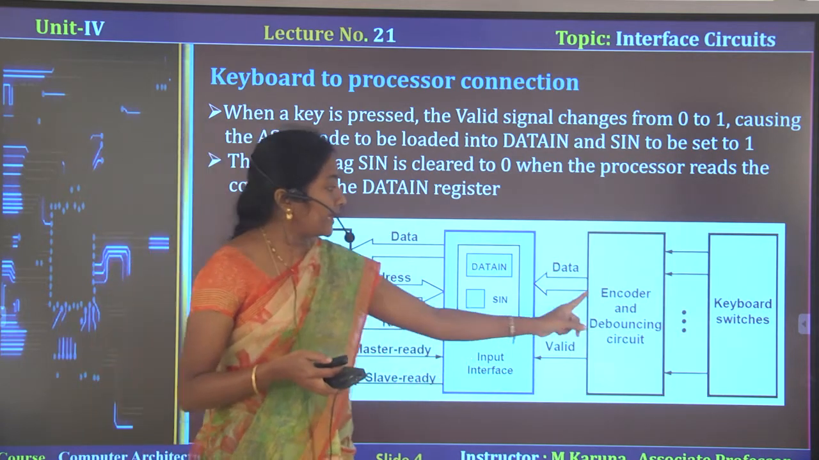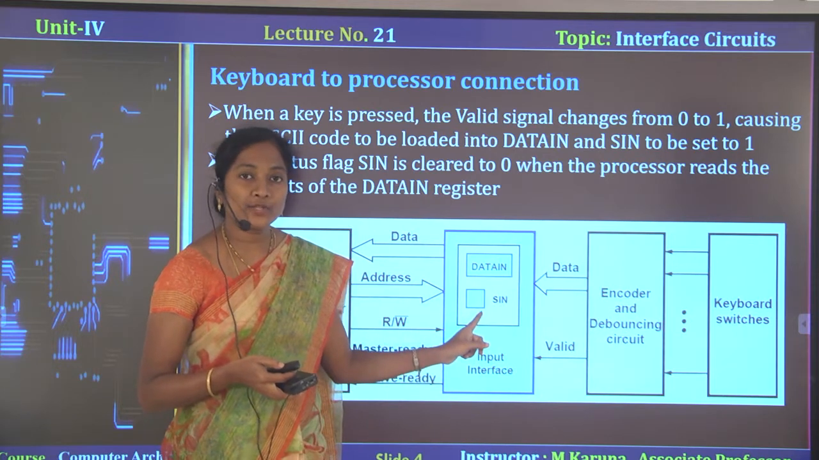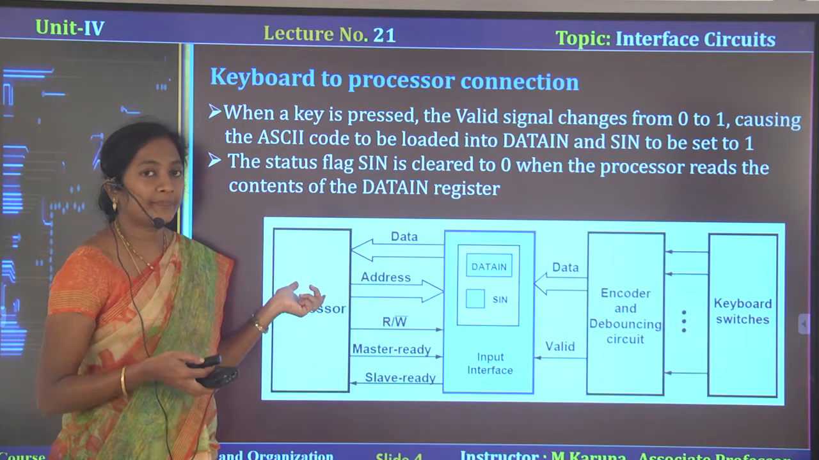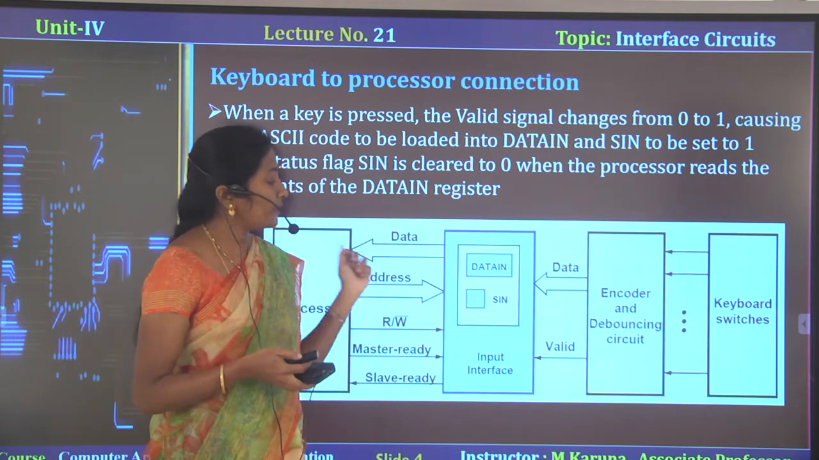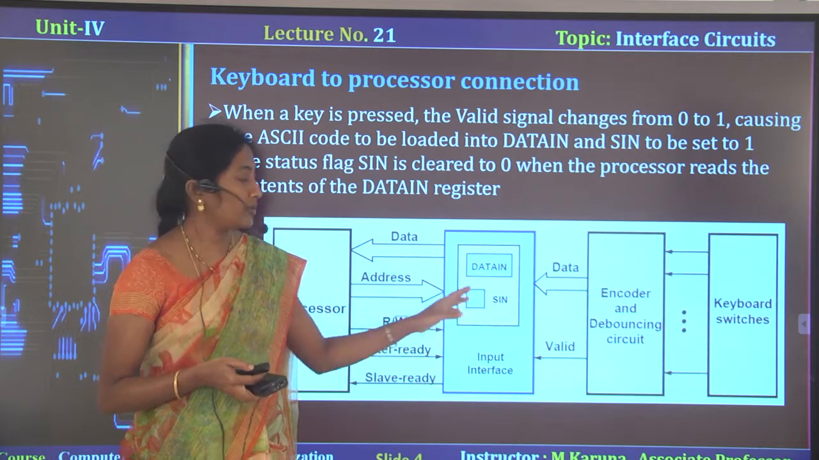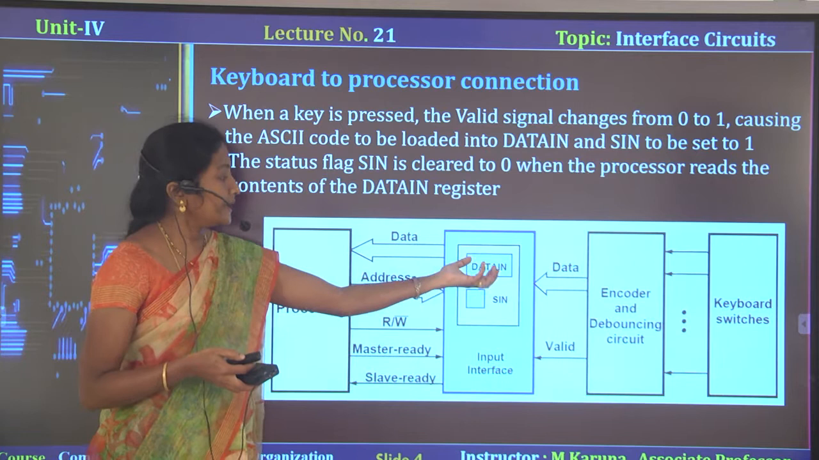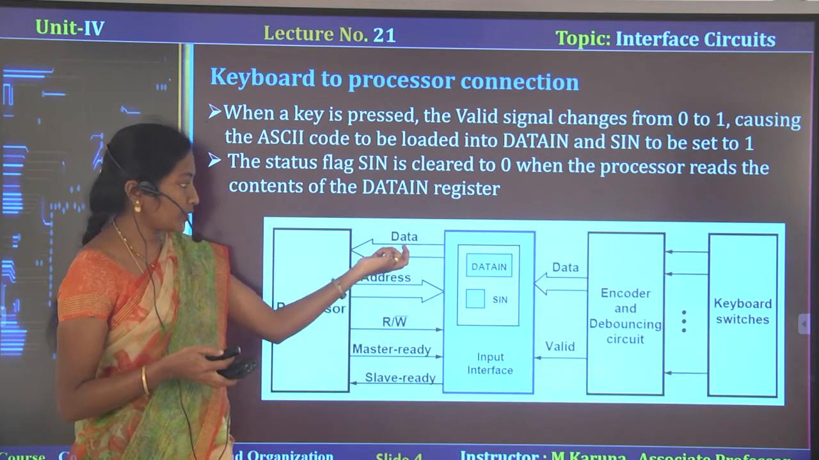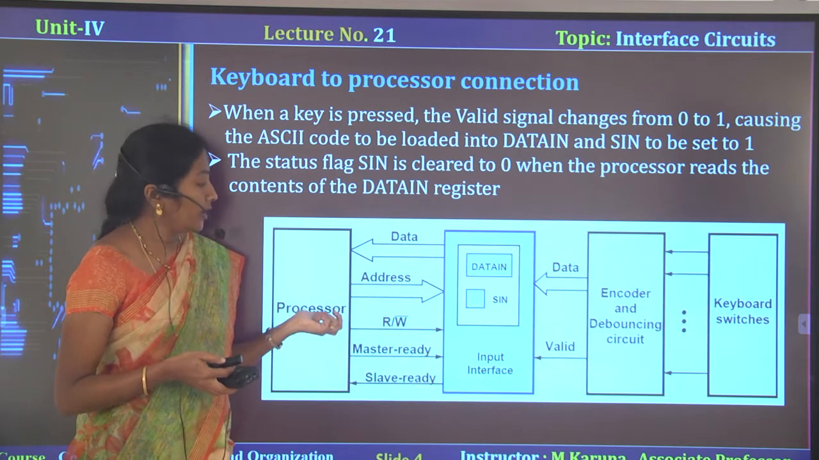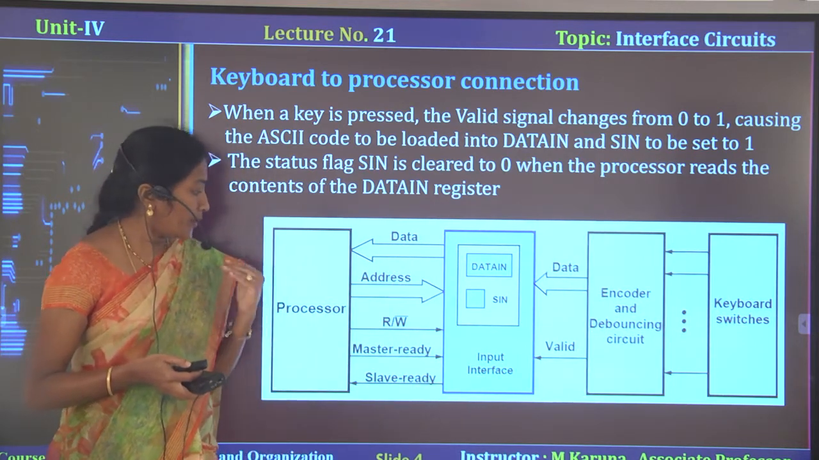So whenever data is transferred to the data in register, the SIN flag will be set to 1. Here the processor always monitors whether SIN is equal to 1 or not. If it is 1, the processor collects the data from the data in register through the data bus into its register. Likewise, the read operation is performed.